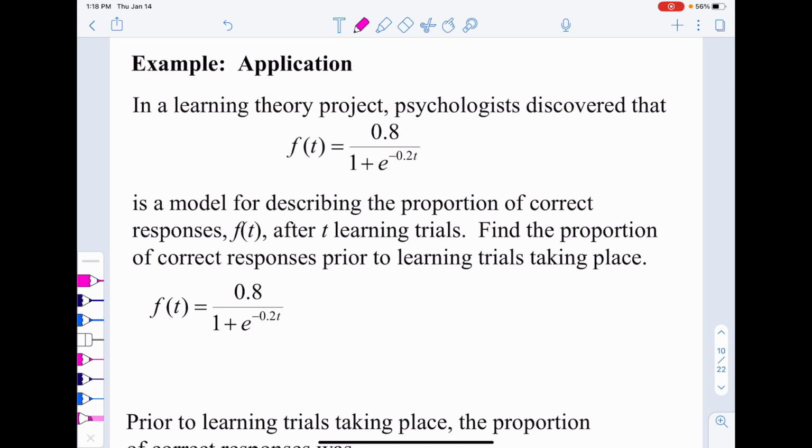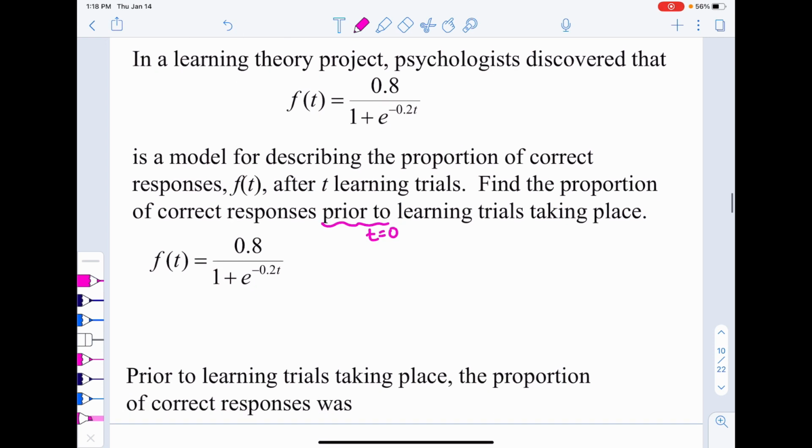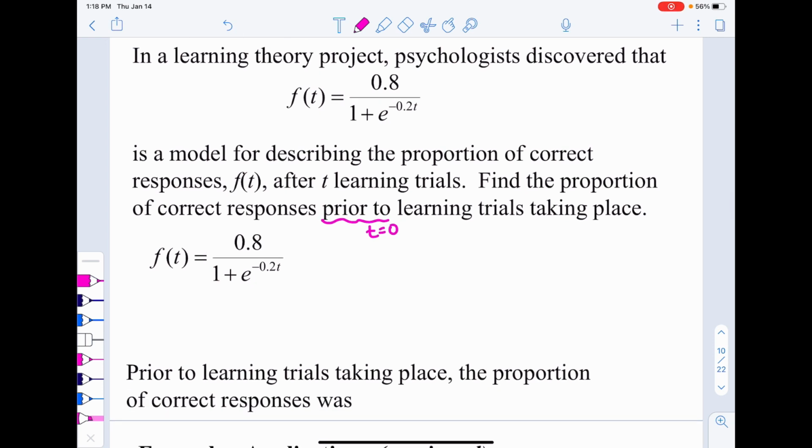Well, if we're talking about prior to learning trials taking place, prior to doing anything, that means t is equal to 0. No time has gone by. What is our starting point, right? t is going to equal 0. So if we use our function and replace our t value with 0, let's see what we get. We're going to have 0.8 divided by 1 plus e to the negative 0.2 times 0. Well, negative 0.2 times 0 is going to give us 0. That means I have e to the 0 power, and anything to the 0 power is equal to 1.